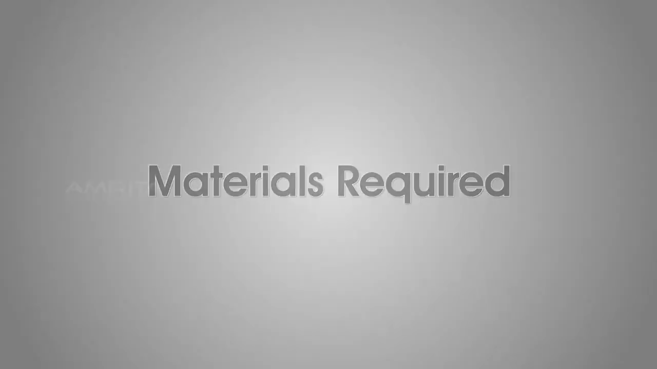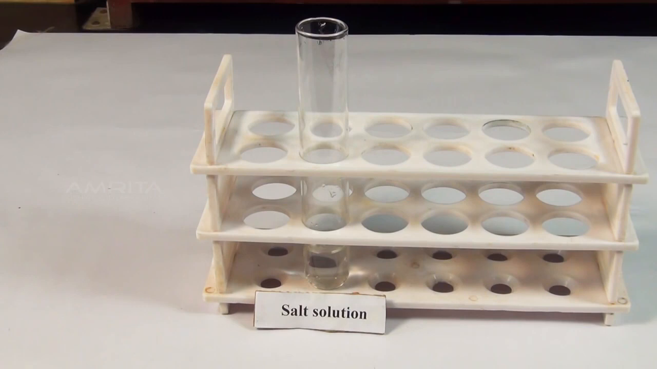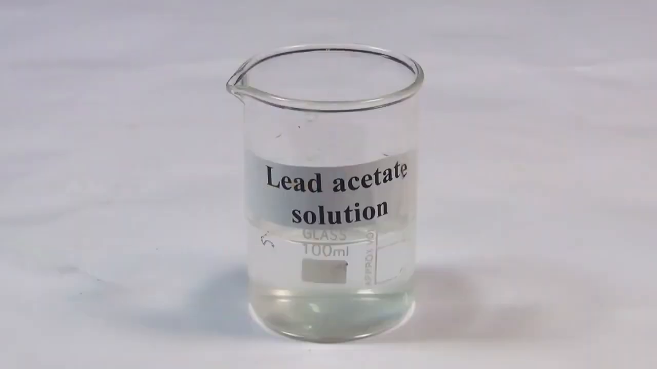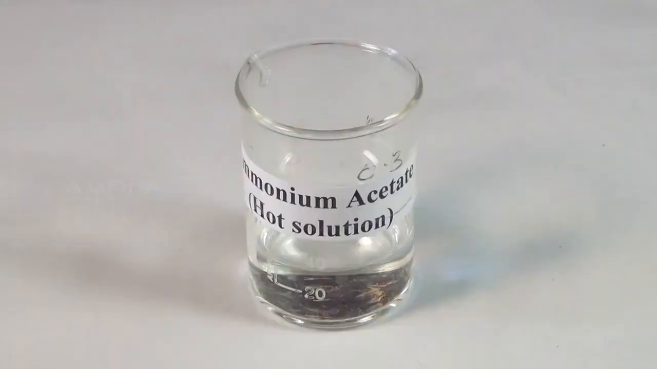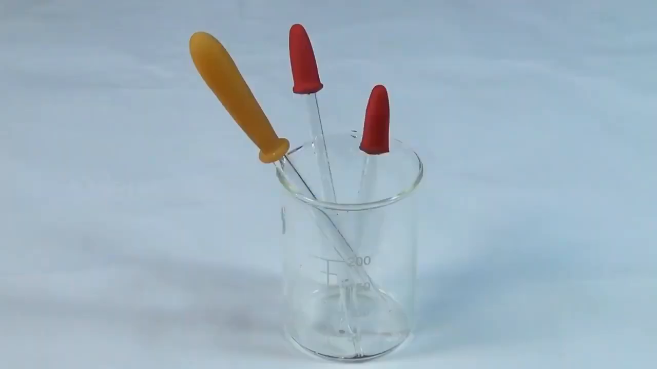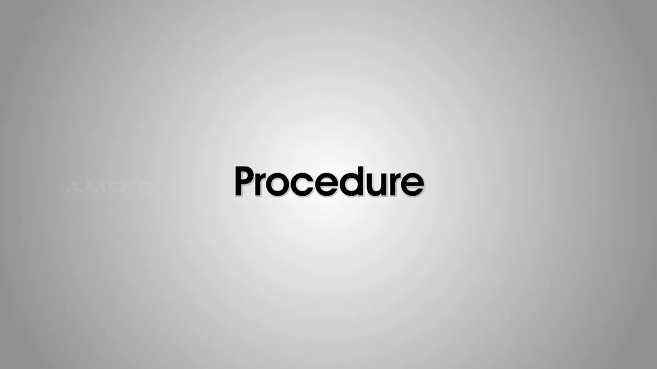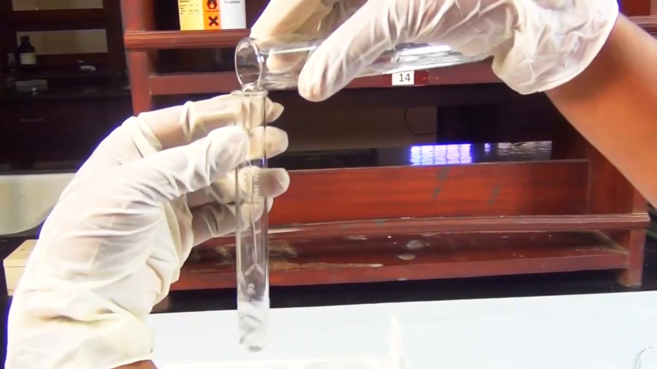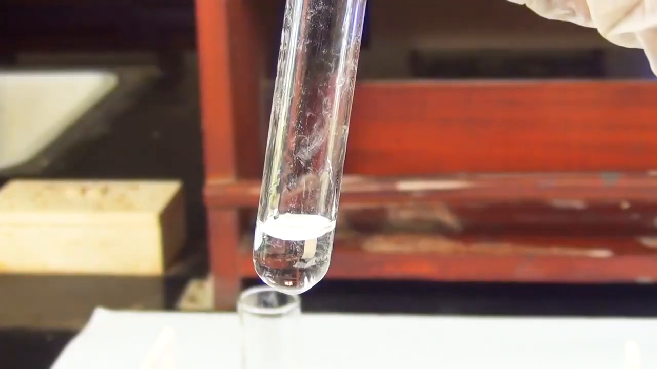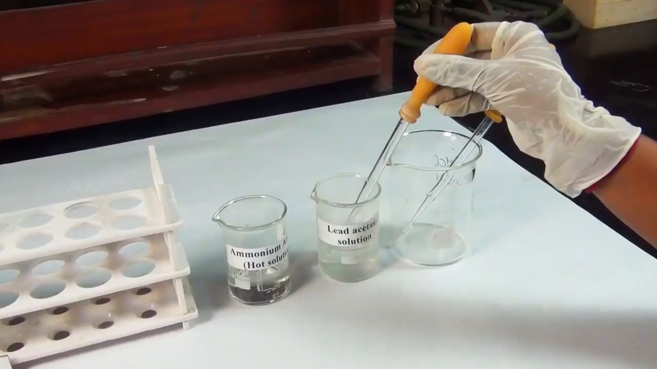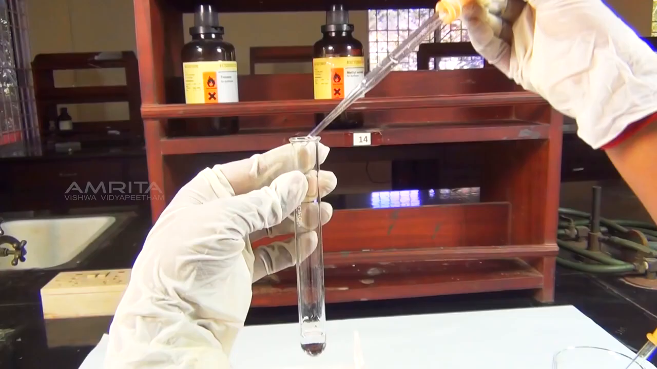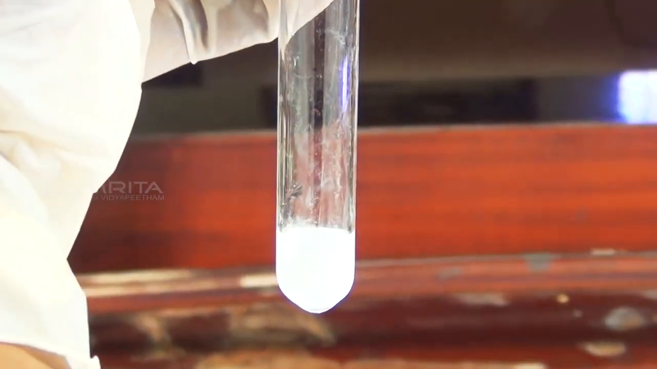Materials required: aqueous solution of the salt, lead acetate solution, hot ammonium acetate solution, test tube and droppers. Procedure: take a small portion of aqueous solution of the salt in the test tube. To this, add lead acetate solution using a dropper.